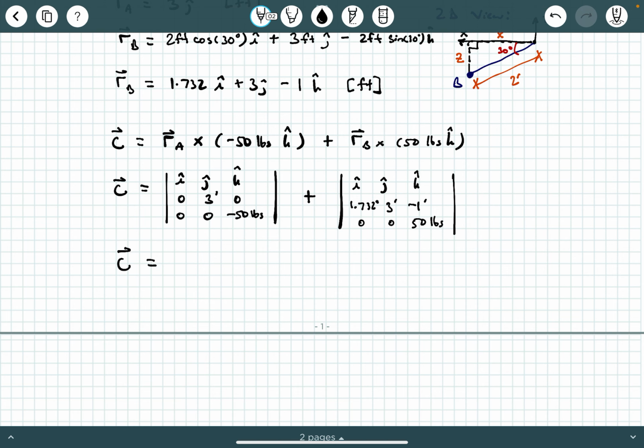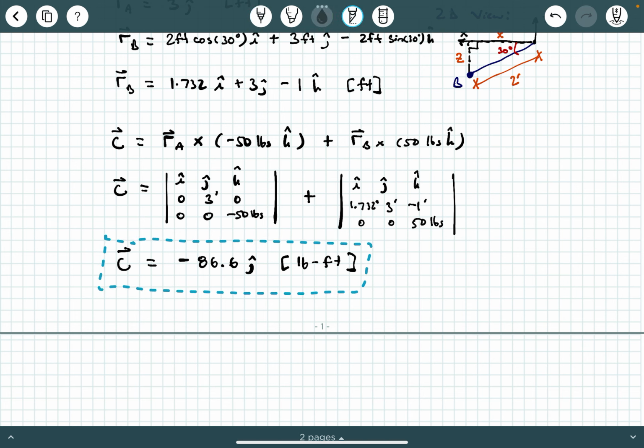So ultimately, I get the couple moment vector as simply negative 86.6 j with units of pound feet. And it does have units of pound feet. It's still a moment, right? It's just a couple moment. So that is part of my answer. This is my answer to part A, okay?